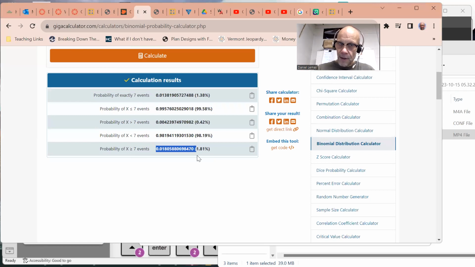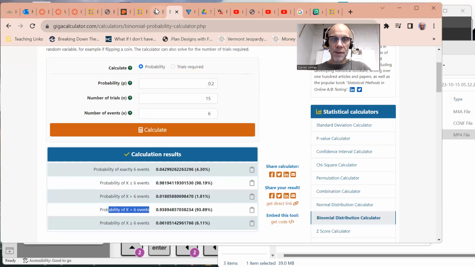Okay. So that saves you from looking in the table for a probability of 0.2 and adding up 7, 8, 9, 10, 11, 12, 13, 14, 15. That'd be a pain. The calculator is so much easier. Okay, so I encourage you to use this. I hope that helps and gives you what you need.